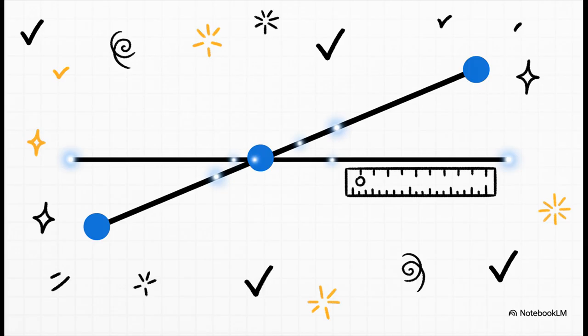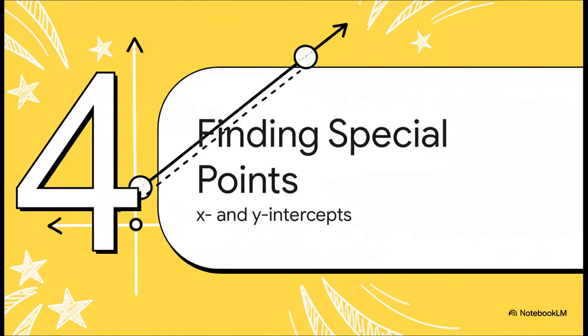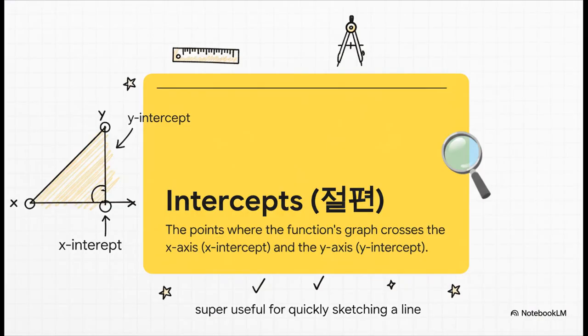How cool is that? Every line has a couple of really special, important points. I like to think of our graph like a city map with 2 main roads. That horizontal road, the x-axis, and that vertical road, the y-axis. These special points are just where our line crosses those main roads. And these crossing points have special names.